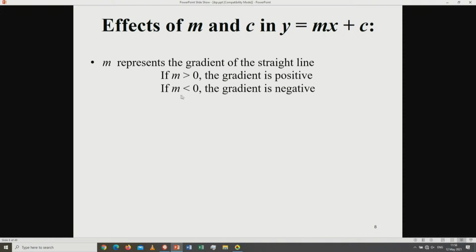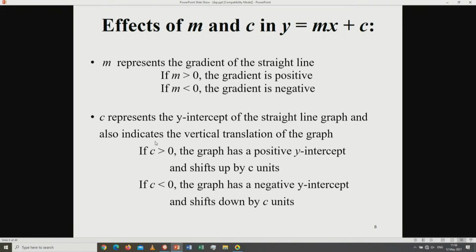We are going to look at where m is less than 0 now. Okay. We said c represented the y-intercept of the straight line, and also indicated the vertical translation of the graph. If c is greater than 0, then the graph has a positive y-intercept and shifts upwards by c units. If c is less than 0, the graph has a negative y-intercept and the graph will shift downwards by c. Now let's see what we are talking about.